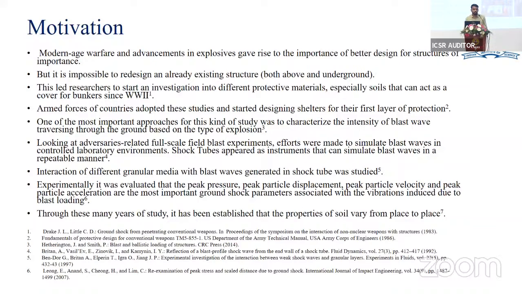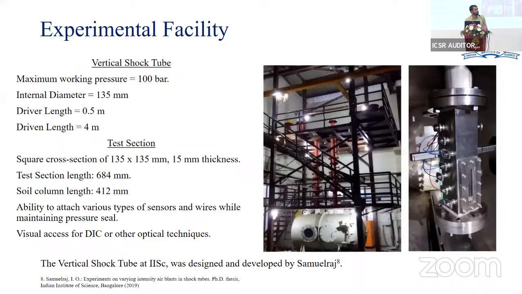So to do this study, we used the pre-existing facility at LHSR, IISc. It was a vertical shock tube, generally called a VST. It is a twin shock tube facility, and it can operate at a maximum of 100 bar pressure. It has the capability to increase or decrease the length of the driver and driven sections according to the use. Since we are working with blast waves, we use the minimum length of the driver, which was 0.5 meter, and the maximum length of the driven section, which was 4 meters.